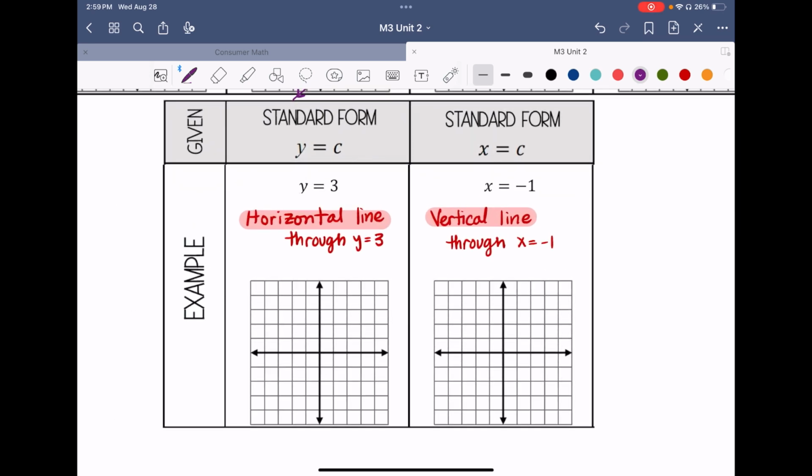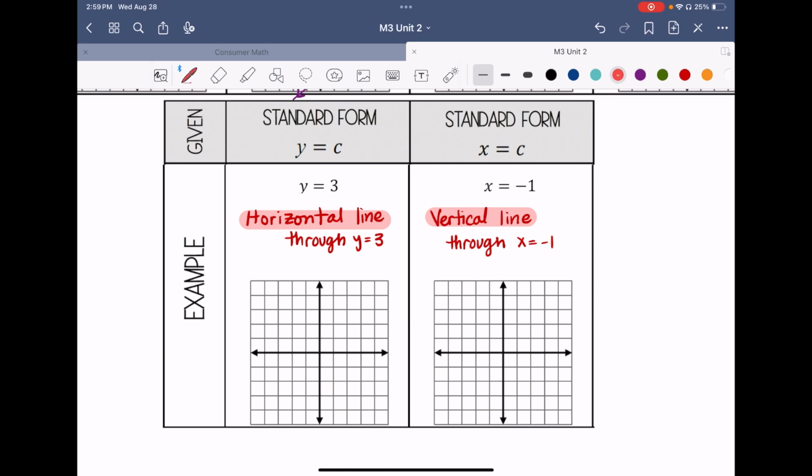It's when I have a horizontal line or a vertical line. If I'm given a linear function that only has one variable, these are the 2 situations. I can either be given a form that's y equals a number or x equals a number. If it's y equals a number, you just draw a horizontal line through that number. And if it's x equals a number, you draw a vertical line through that number.